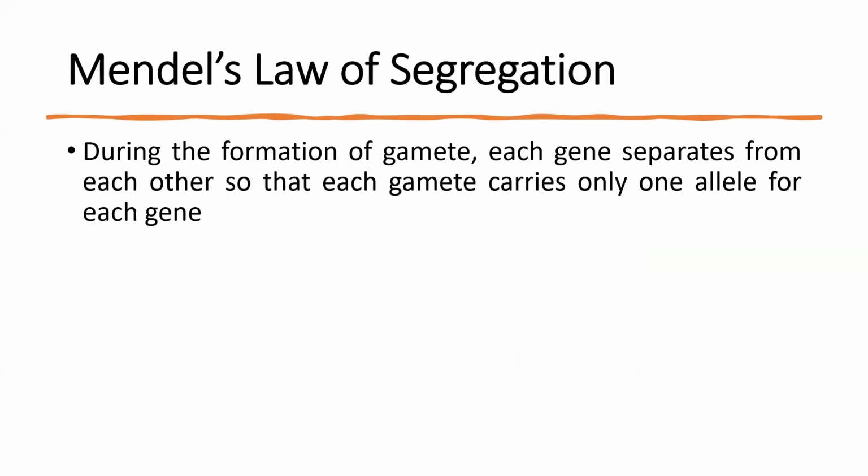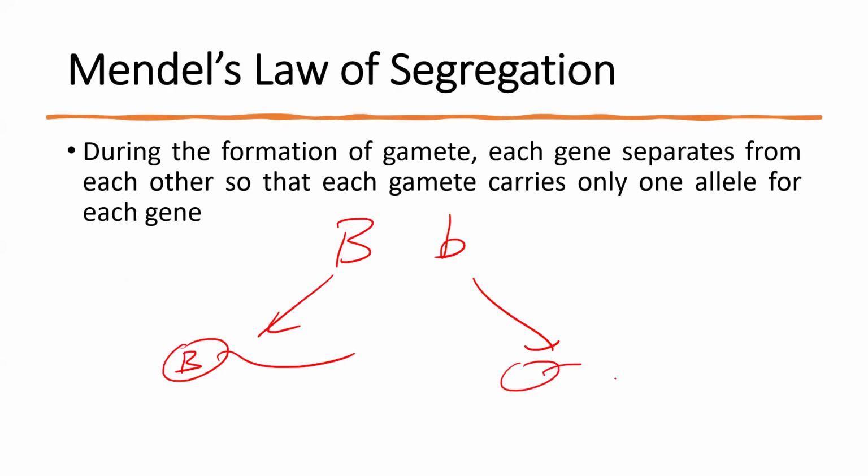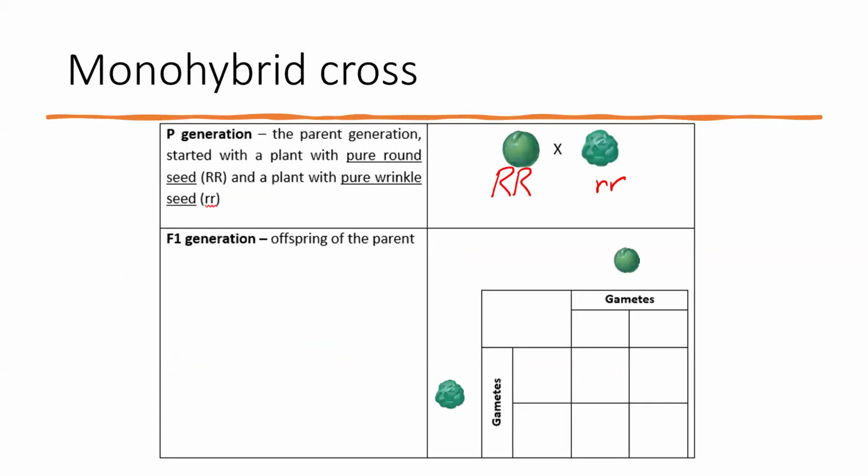I'll read it to you first. During formation of gametes, each gene separates from each other so that each gamete, sperm or egg, pollen or egg, carries only one allele for each gene. Basically, what this is saying is, if you have big B and small b, then they will separate. And if we're talking of sperm, it will only be carrying big B or small b, not both. So 50% chance it will carry the big B, 50% chance it will carry the small b, right?